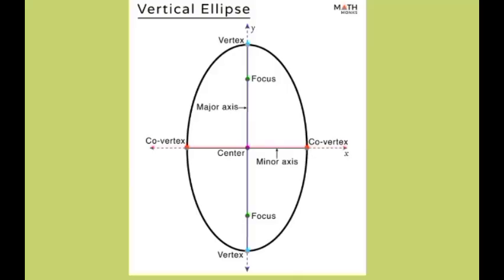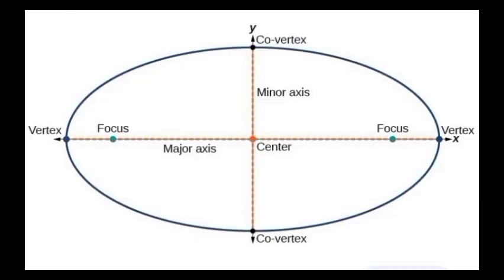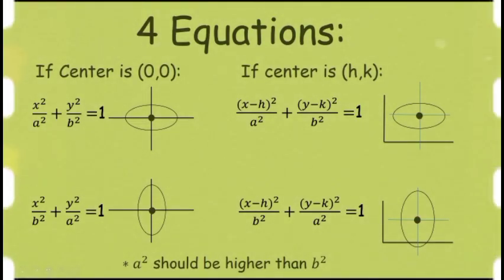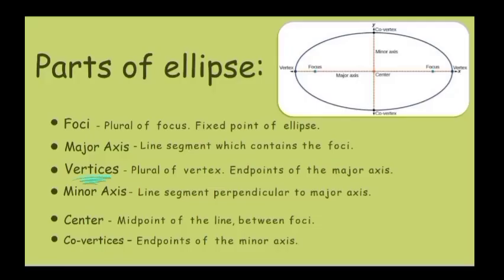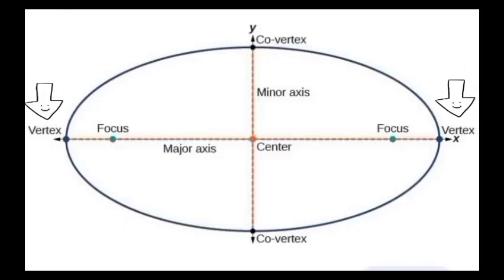Is the major axis always horizontal? Well, it depends on the equation we have. It can be vertical or horizontal. Later, we will find out how those equations work. Vertices. It is the plural of vertex. It is also the endpoints of the major axis. Since we have two vertices, which are vertex 1 and vertex 2, it is called vertices.